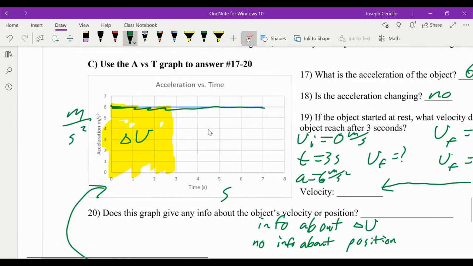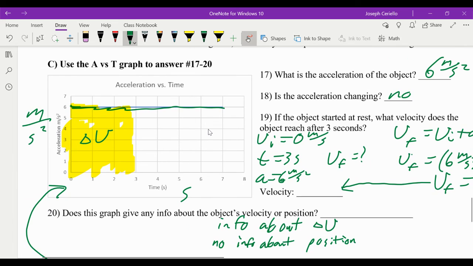Now, I didn't clear this out yet, but you know what? I'll just leave it here. I forgot to erase all this, but we'll just leave it.